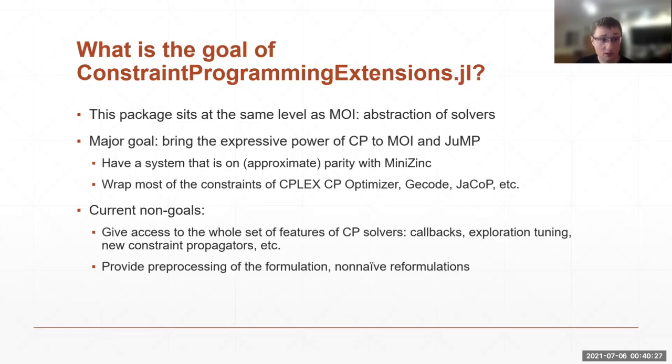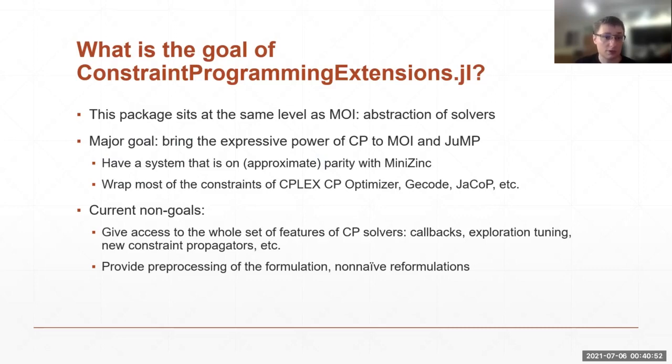JuMP. So more precisely, that means that I would like this system to be approximately on parity with MiniZinc, which is a similar modeling platform for constraint programming. That means that in the end, it should wrap most of the constraints that are provided in some well-known CP solvers, such as CPLEX, Gecode, JaCoP, and so on.